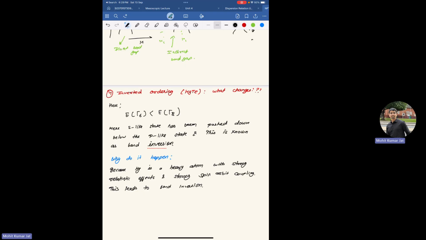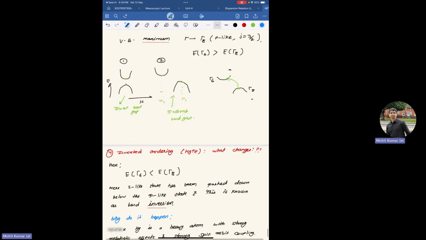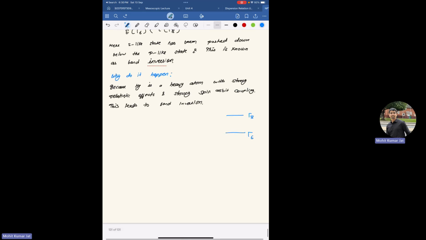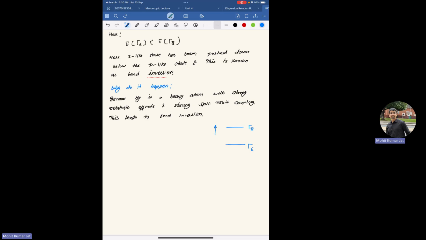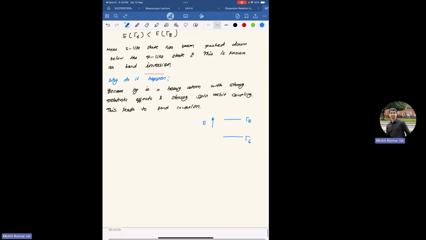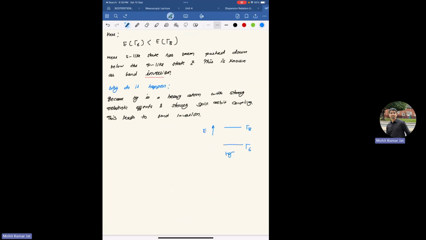So if I draw the bands here, in this case, for example, you had your gamma 6 and you had your gamma 8. But in this case, this is your gamma 8 and this is your gamma 6. And this axis is your energy. This is for CdTe. This is for HgTe.